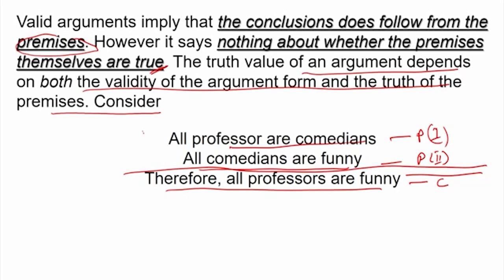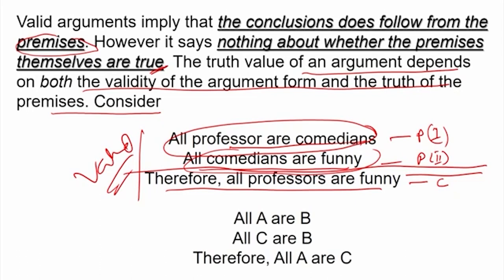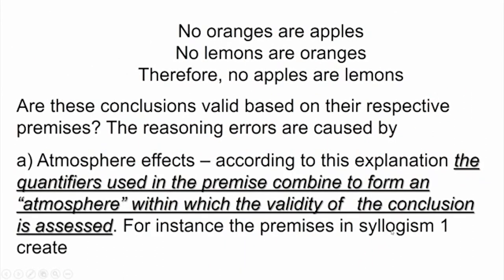Now, looking at it, this is a valid reasoning, but in terms of truth conditions, most professors are not comedians, nor is it a fact that all comedians are funny. So, in terms of truth conditions it will fail, but in terms of validity this statement will pass. Similarly, all A's are B's, all C's are B's, therefore all A's are C's. That kind of problem may exist for this kind of reasoning. Or this kind of reasoning: no oranges are apples, no lemons are oranges, therefore no apples are lemons.